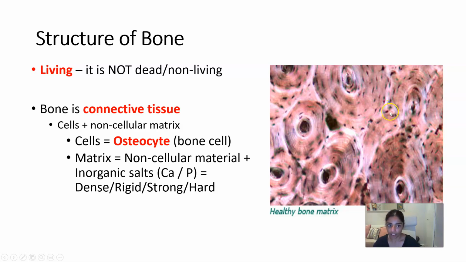So what this tells us is that bone is a connective tissue. So bone is a connective tissue because it has cells in a non-cellular matrix. And bone cells are called osteocytes. And that non-cellular matrix is comprised of inorganic salts that contain calcium and phosphorus, which makes it really dense and rigid. Now, even though bone has this arrangement and structure, bone is living, and that's really important to understand. Bone is living tissue.